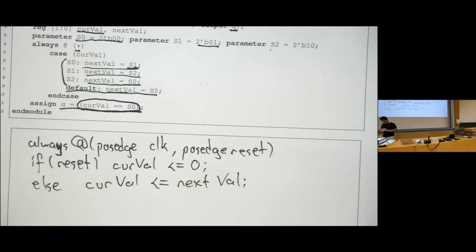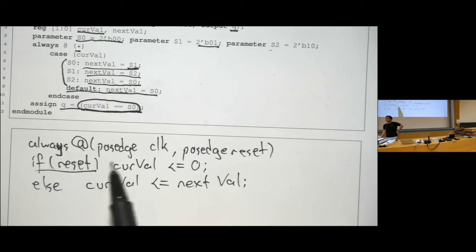I think that would be correct also. Yeah, it will be triggered. The block will be triggered whenever the reset signal changes. I don't think it's going to change the behavior for this code. Yeah, but then you have this if reset that prevents it from executing.